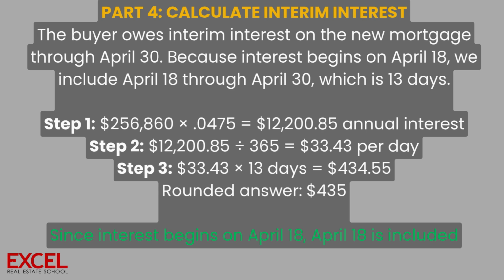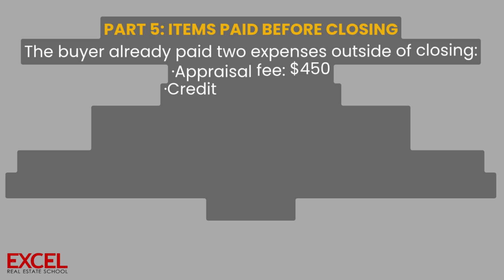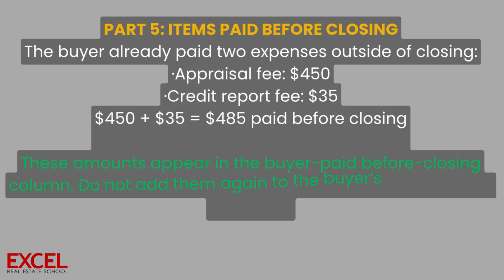So part 5, items paid before closing. The buyer already paid 2 expenses outside of closing. That is the appraisal fee of $450. Also, the credit report fee of $35. We're going to add those together. $485 paid before closing. These amounts appear in the buyer paid before closing column.